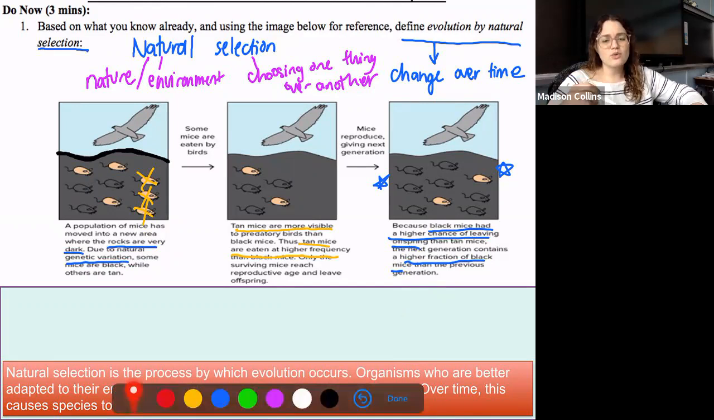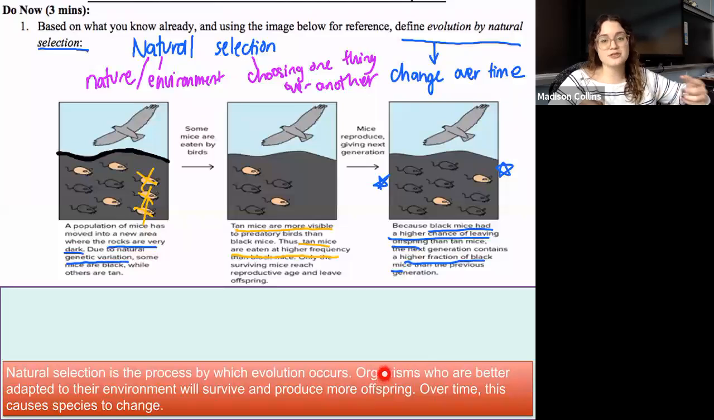So now let's think about what would have happened if this situation was reversed. If this group of mice had moved into an area with tan rocks or tan sand, the opposite thing would have happened. Those birds would have been more likely to spot the black mice. So over time, we would see higher frequencies of tan mice than black mice. So when we're talking about natural selection, we're talking about how the environment determines what traits are passed on. The environment determines what traits best suit the animals that are living in it. So natural selection is the driving force behind evolution.